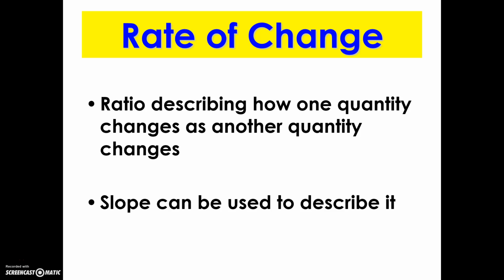Rate of change is a ratio describing how one quantity changes as another quantity changes. Slope can be used to describe it. So basically, rate of change is the same as slope. Now, the reason why we don't call it slope is because slope is only used for straight lines. Rate of change can be used for any type of graph or any type of distance or change. So it doesn't have to be the same every time.